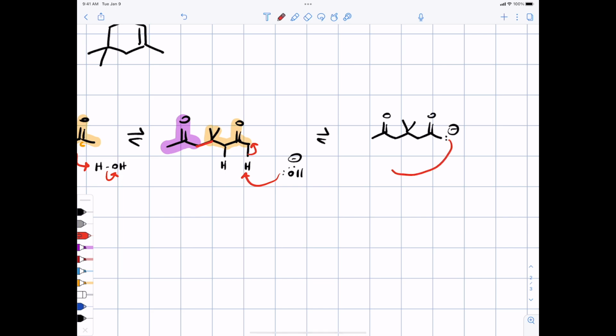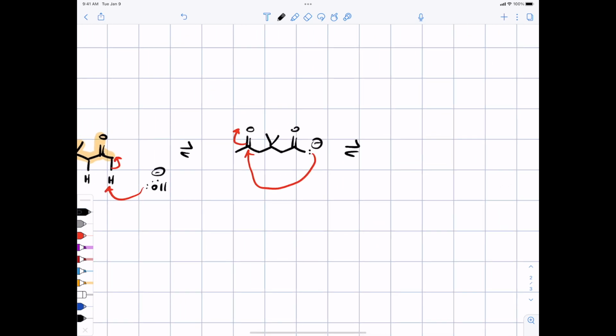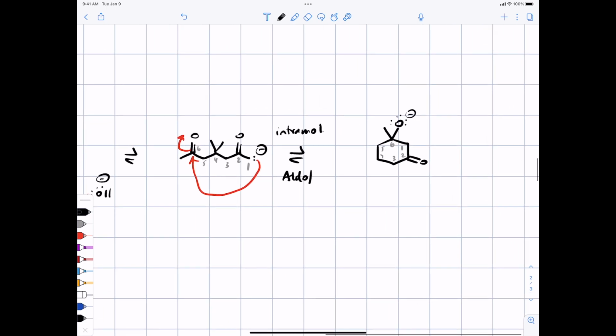Okay, and then we're going to do the intramolecular aldol. It can be helpful to number your carbons here: 1, 2, 3, 4, 5, 6. You made a 6-membered ring. Carbon 6 has a methyl group on it and has the negatively charged oxygen from our tetrahedral intermediate. Carbon 1 is attached to carbon 2, which has the ketone.